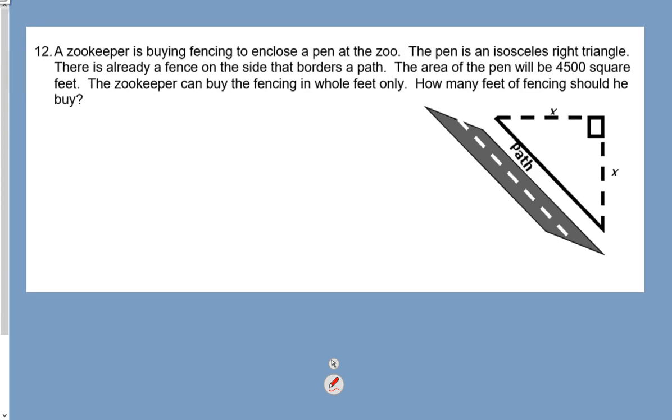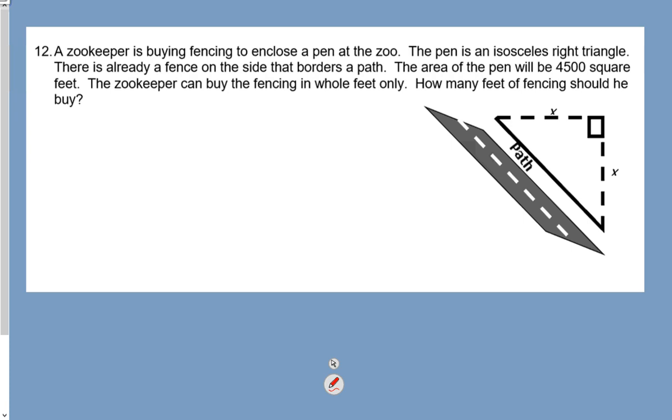Number 12, a zookeeper is buying fencing to enclose a pen at the zoo. The pen is an isosceles right triangle. There's already a fence on the side that borders a path. The area of the pen will be 4,500 square feet. The zookeeper can buy the fencing in whole feet only. How many feet of fencing should he buy?